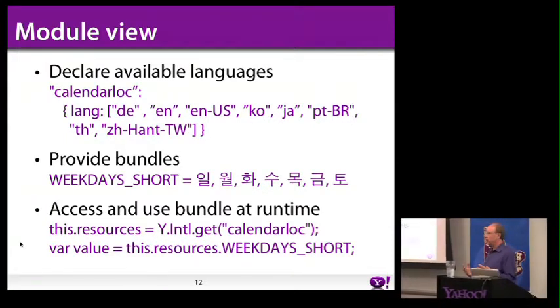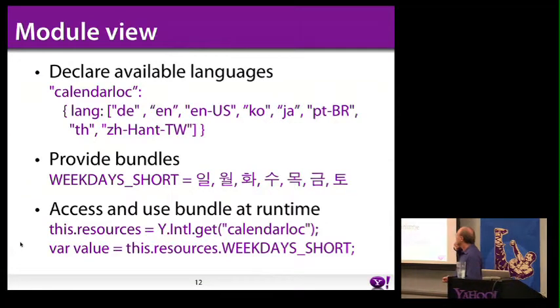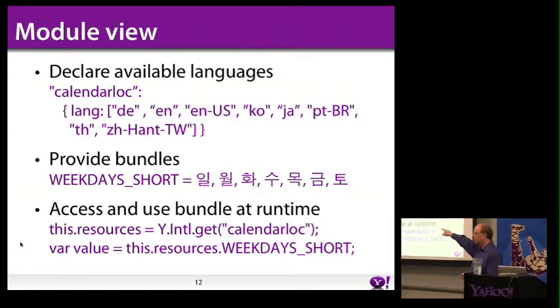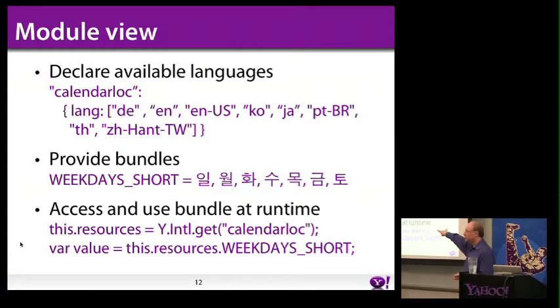So once the module has specified which languages it supports, it actually has to create the resource bundles. The way we do it in YUI is basically we have two formats. There's one very simple format called YRB, Yahoo Resource Bundles, and a different one is JSON, basically. So in YRB, you just have a key, an equal sign, and then the actual text you want to have localized. So in this case, I say my short weekdays in Korean are these 7 characters here.